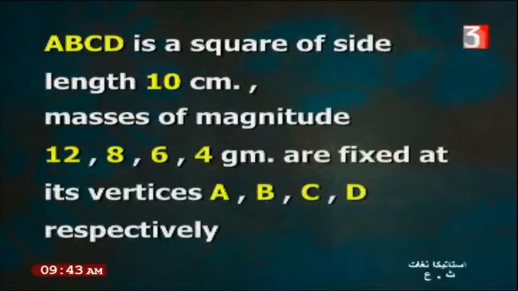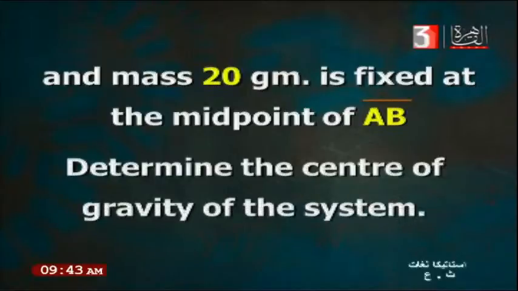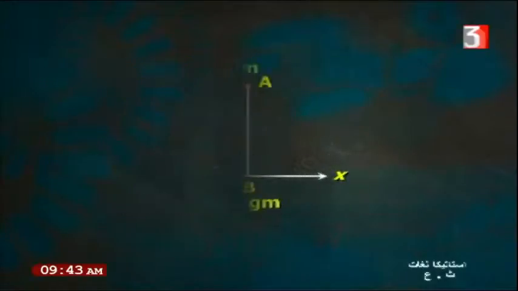ABCD is a square with side length 10 centimeters. Masses of 12, 8, 6, and 4 grams are fixed at vertices A, B, C, D respectively, and a mass of 20 grams is fixed at the midpoint of AB. Determine the center of gravity of the system. Solution: let CX and CY be two orthogonal axes as shown in the figure, then form the table.